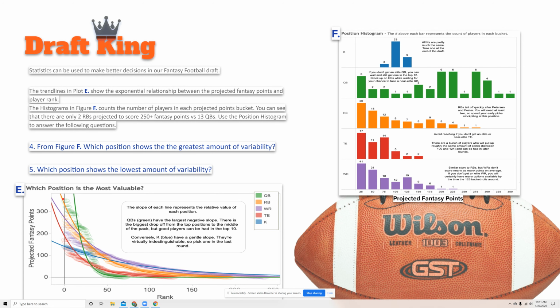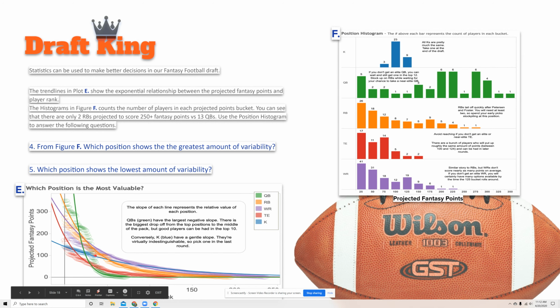It's going to be like 350 points or so. And then you can see your next best. It's going to continue dropping rapidly. And based on rank, your rank is down here. So your fantasy points to rank is an exponential relationship. All of these are exponential relationships.